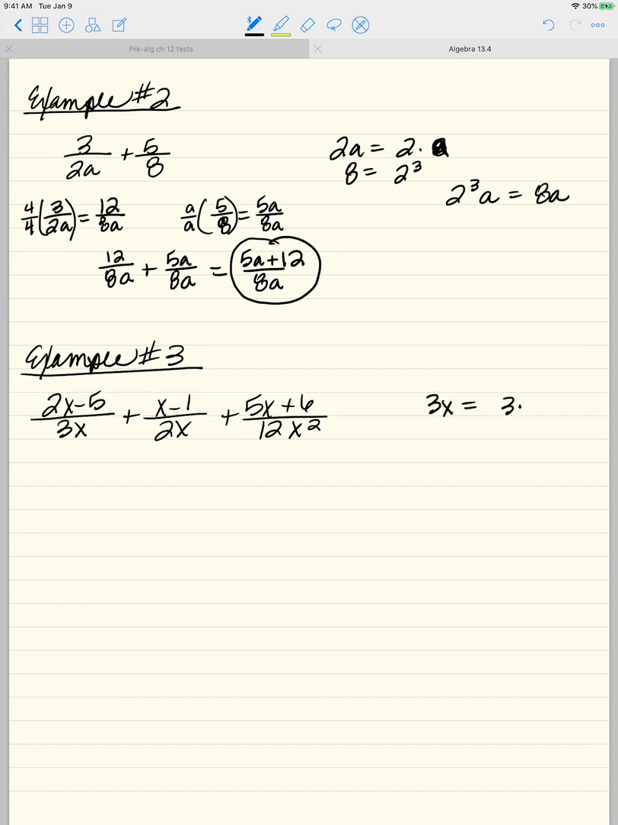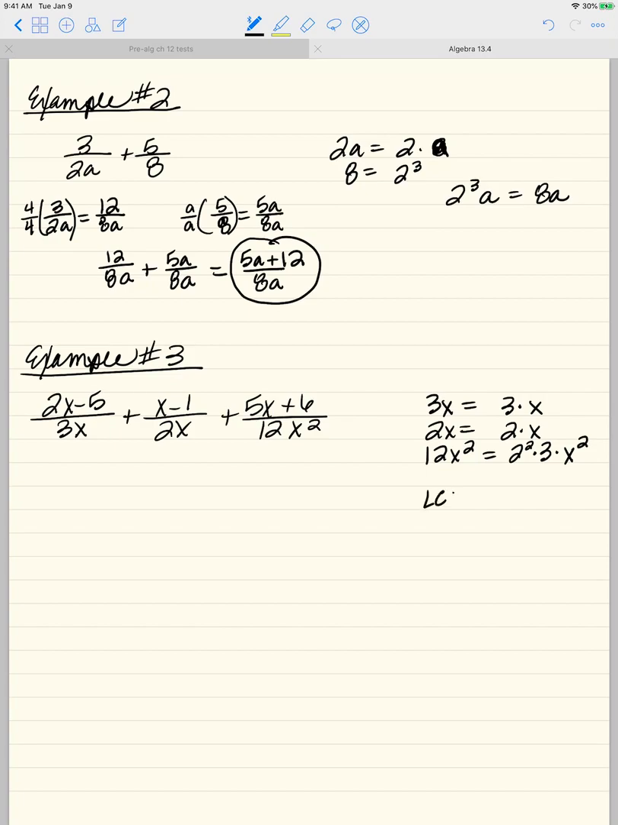3x is just 3 times x. 2x is just 2 times x. 12x squared, okay? 12 is 4 times 3, which is 2 times 2 times 3. So that is 2 squared times 3 times x squared. All right? So we have a 3 and a 3.